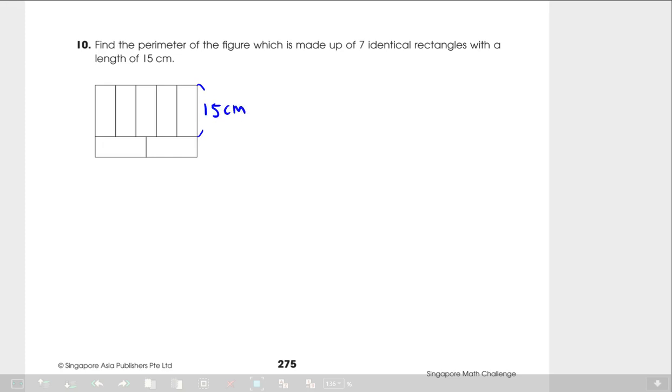So to do this, even though we don't know some information, like we don't know how long the width is, we're going to use the information that the question gives us to actually find it out. Okay? So what do we know? It's made up of 7 identical rectangles, and the length is 15. What can we do with that information? Let's write out every length of the small rectangle. That's 15 centimeters.